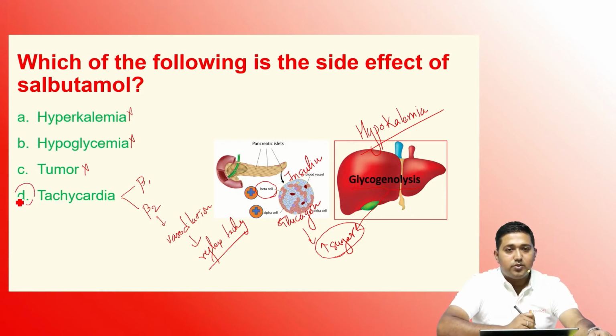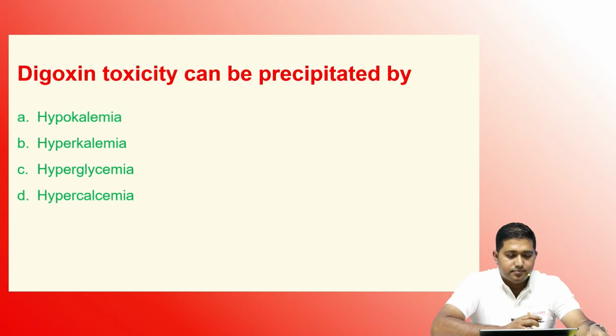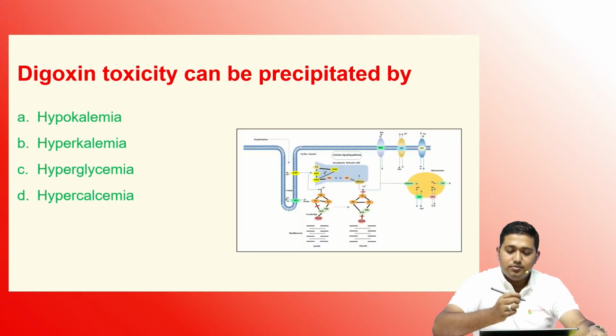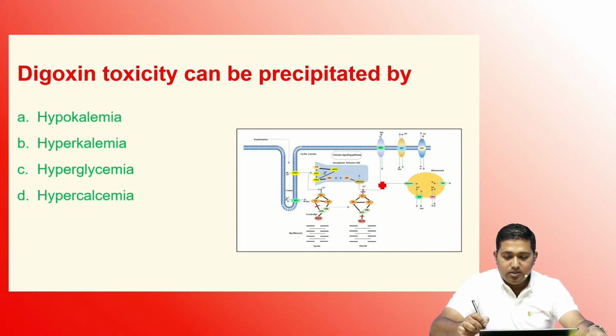So now let's go towards our next question. Our next question is, digoxin toxicity can be precipitated by, and there are four options: hypokalemia, hyperkalemia, hyperglycemia and hypercalcemia. So this question is directly related to the mechanism of action of digoxin. And as we all know, digoxin mainly acts by binding to different receptors. Which receptor that is present in the cell membrane? So let's zoom in and find out the answer.